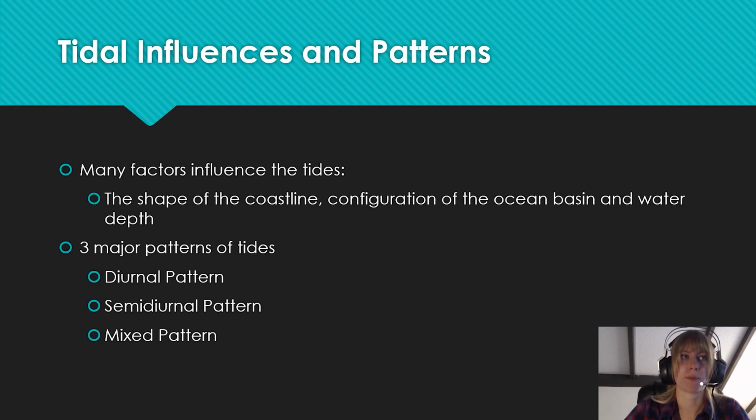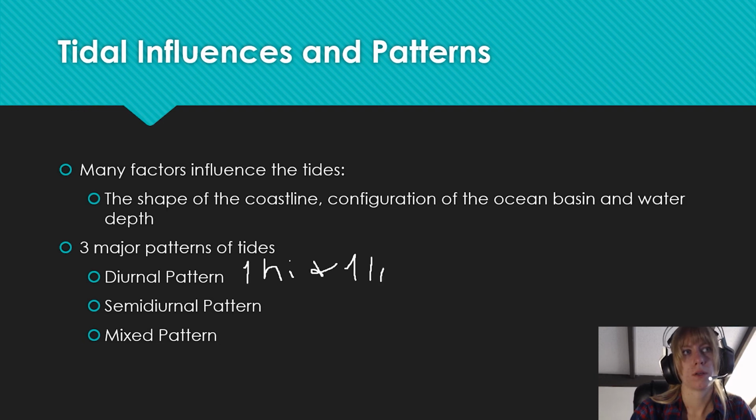There are many factors that influence tides, not just the moon. The shape of the coastline, the configuration of the ocean basin, water depth. And so you have three major patterns out of this. You have diurnal tides, where there is a single high and low tide each day. Okay. This occurs along the northern shore of the Gulf of Mexico. You're going to have semi-diurnal patterns, which effectively have two high tides and low tides each day. And then you're going to have very little difference between the high and low tides.